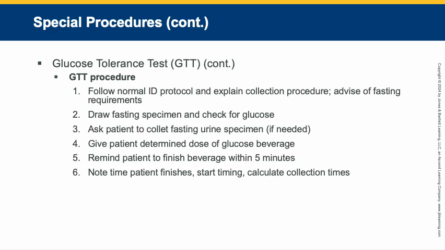So let's say they get there. Once they follow that normal process, you're going to draw a fasting specimen first. This means as soon as they get there, you're going to draw a fasting specimen. You're going to explain the process, make sure they really did fast. Then you're going to check that specimen for glucose. You're going to ask them to collect a fasting urine if needed, if the doctor ordered that.